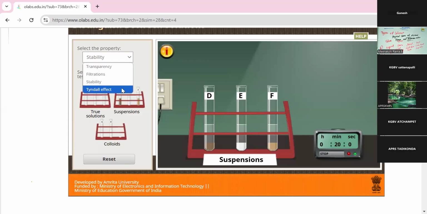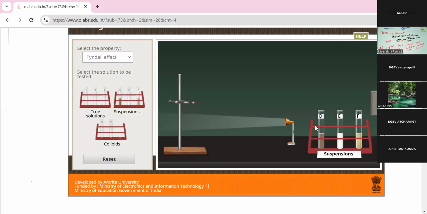And next one is the Tyndall effect. First I am choosing the soil. Look at here. What is going on? The light is passed through that. What is that? Dispersed particles. In suspension, colloidal, and true solution, the Tyndall effect means the scattering of light. Scattering of the light means the light passed through is not clear. So this is the suspension.